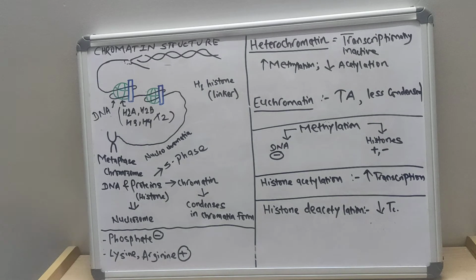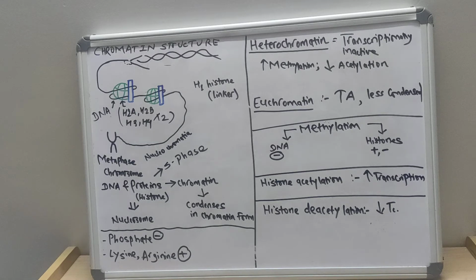So we know that DNA is a very long structure. To accommodate that very long DNA, it is present in the nucleus in the condensed form. If it is not in the condensed form, then our cells cannot accommodate the length of the DNA.